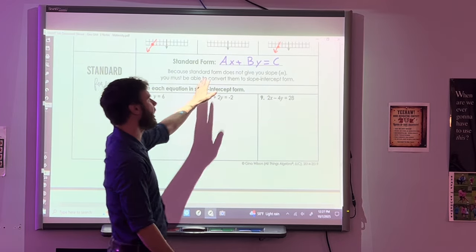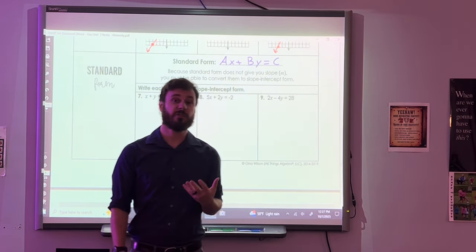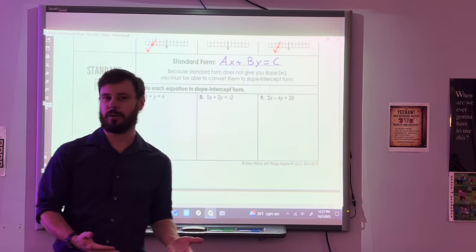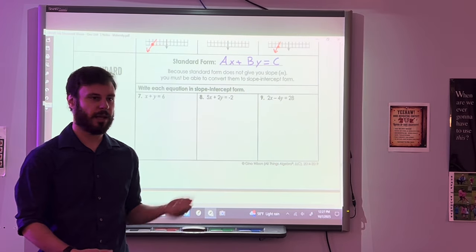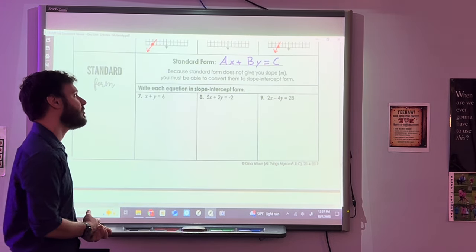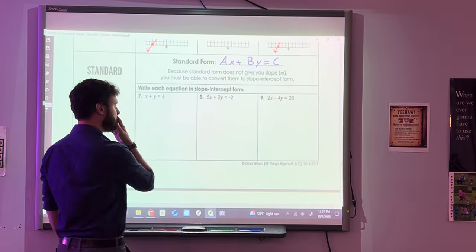Don't be thrown by the a, b, and c. A, b, and c just stand for constants. They just stand for numbers. They could be any number in the world. Number A is different from number B. Okay, what is important is the x and the y.